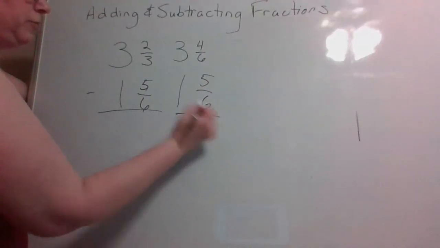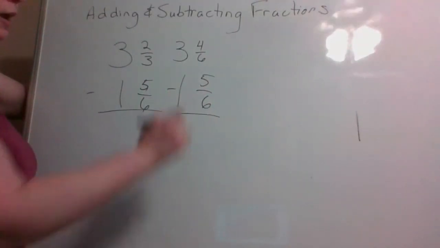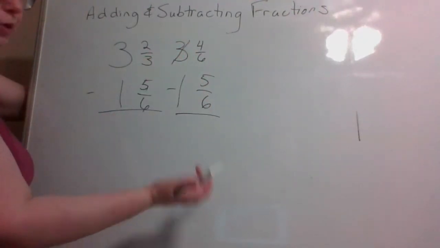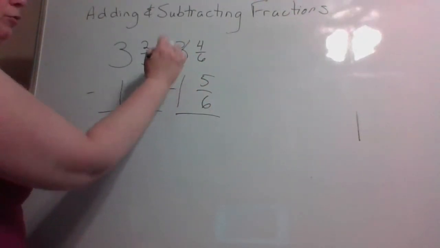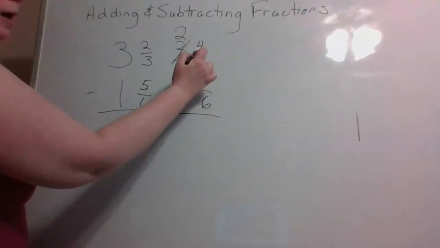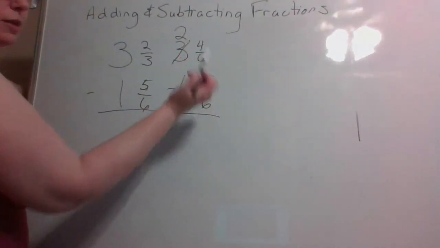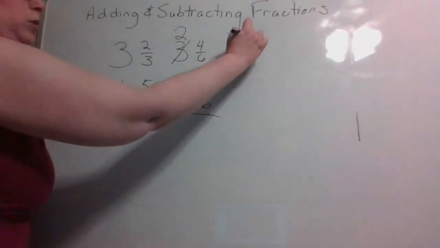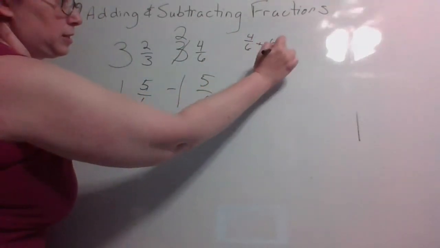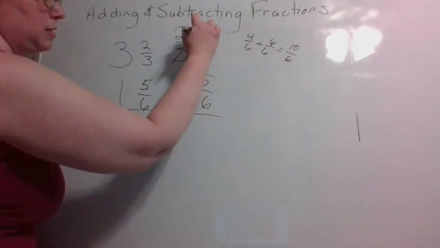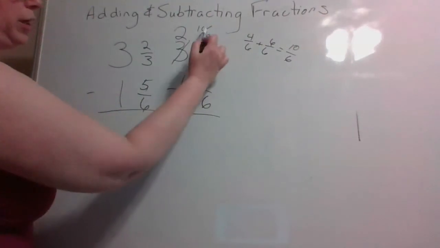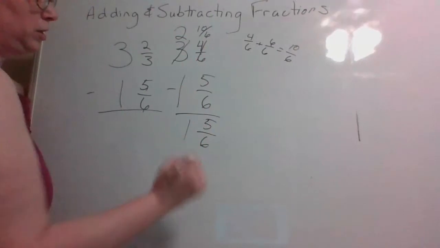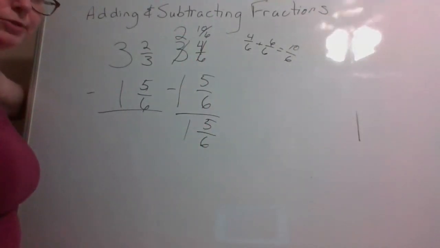So I have this now where I'm still subtracting. I can't do 4 minus 5, so I need to borrow from this whole number. So when I'm borrowing, that's going to go from 3 to 2. I'm going to add 6/6 to this, which is the one that I took from here, changed into 6. So 4/6 plus 6/6 equals 10/6. Now I can subtract: 10 minus 5 is 5. 2 minus 1 is 1, and your answer is 1 5/6.